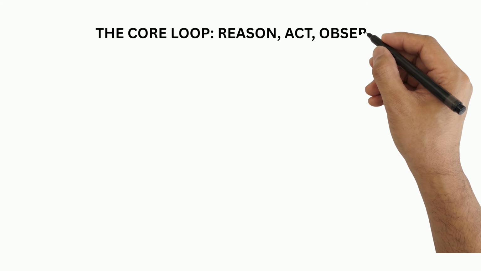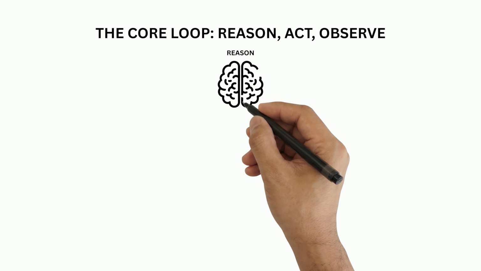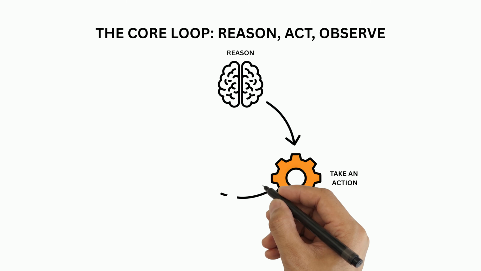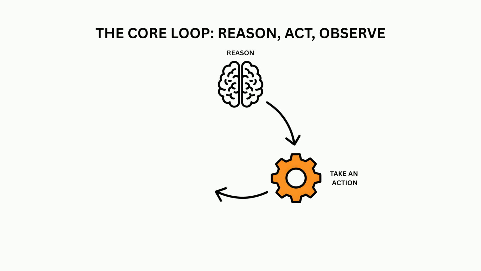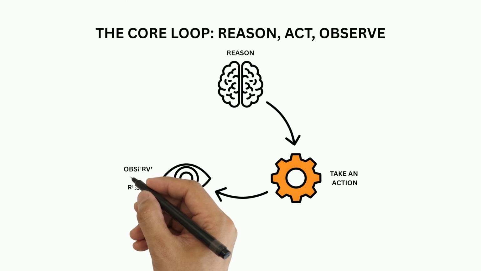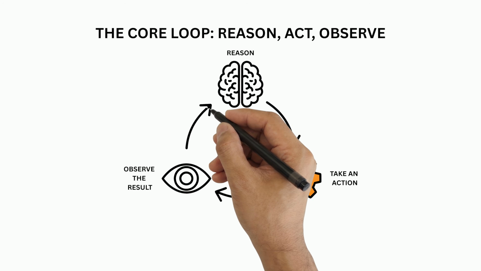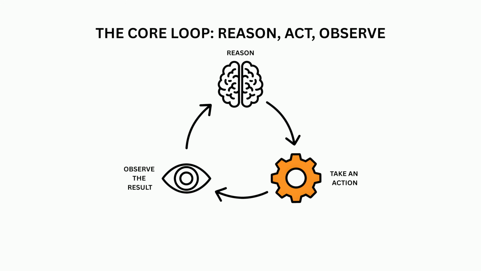Most agents run on a simple loop. First, reason. Given the goal and everything observed so far, decide what to do next. Second, act. Actually carry out that step, like calling an API, running a query, or writing a file. Third, observe. Look at the result of that action. Then, loop back to reasoning with that new information and repeat until the goal is done.